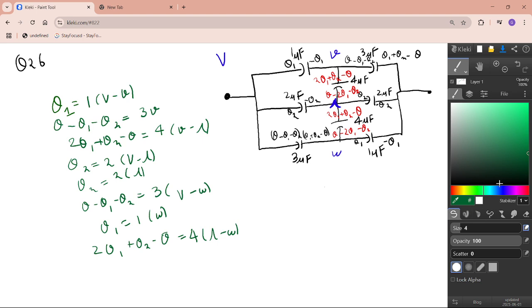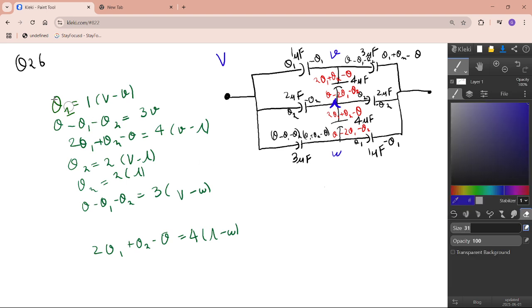Okay. Now I'll save a bit of steps actually. Of course Q1 is omega, so I'll use this simple fact that Q1 is omega and replace it everywhere. So Q1 is omega.